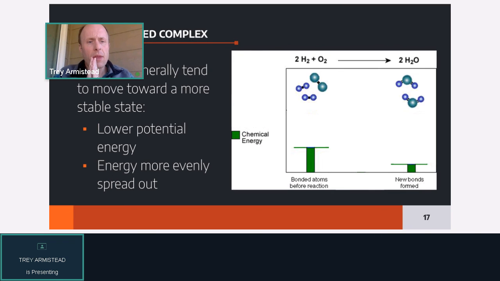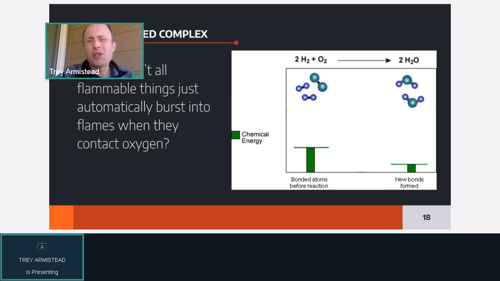But that raises a question. So let's suppose that we have something like this burning reaction where we start off with a large chemical energy and end up with a small chemical energy. Well, we know that systems that are uncontrolled always want to move to a more stable state. And there are two ways to do that. We'd have a lower potential energy, or the energy can become more evenly spread out. In this case, we're getting a lower potential energy because that potential energy, that chemical energy, drops. Well, if that's true, then why don't things just randomly catch on fire on their own?